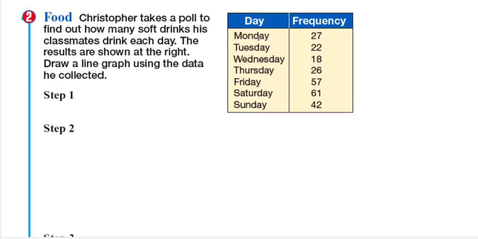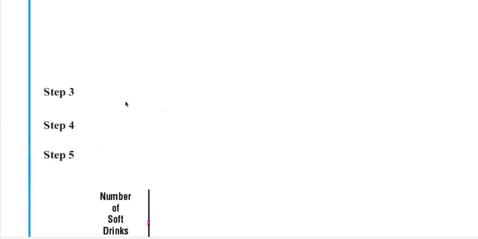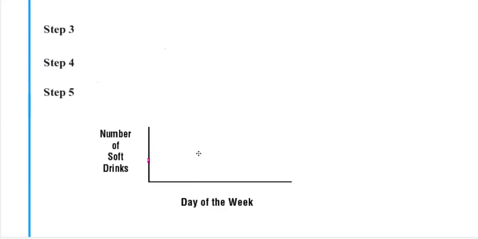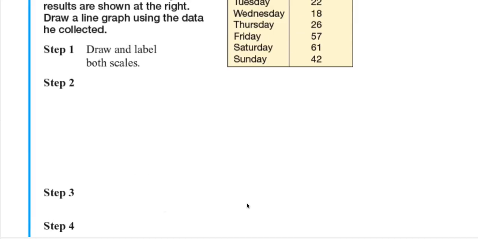So you have a frequency table here, Monday all the way to Sunday. In Monday, 27 of his classmates drink soda. Going down the line here, on Saturday, 61, and Sunday, 42 of his classmates drink soda. Step number 1, draw and label both scales. And here we are, number of soft drinks. Day of the week has been labeled. The vertical axis and the horizontal axis have been labeled.